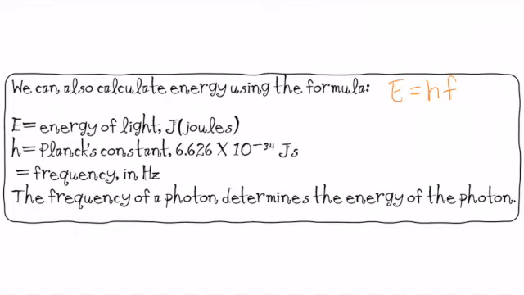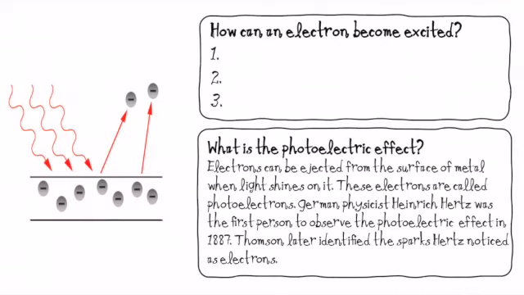We can also calculate energy using the formula E equals hf. E is the energy of light in joules, h is Planck's constant, and f is the frequency in hertz. The frequency of a photon determines the energy of a photon. So how can an electron become excited? By heating, by being struck by a photon, or by being hit by another electron.